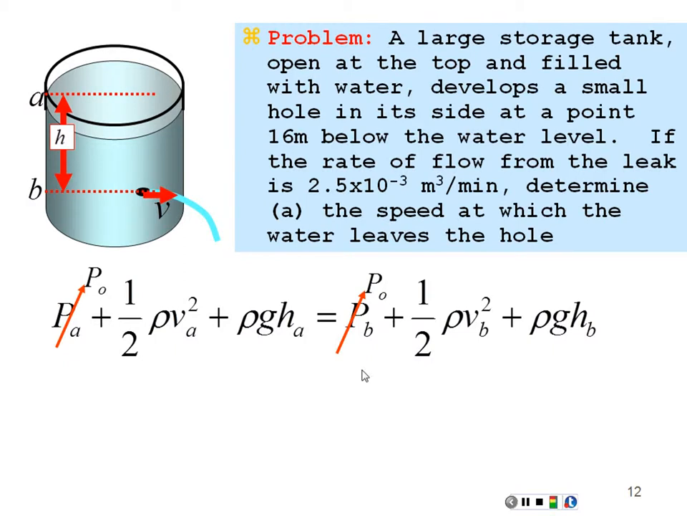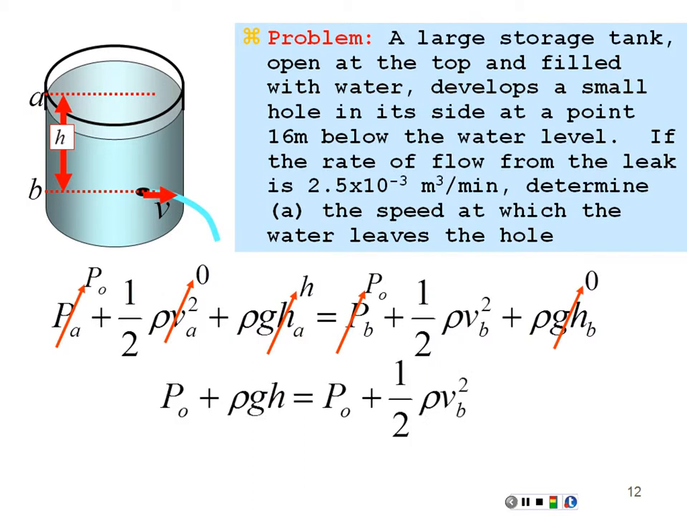The velocity at A, well, the whole fluid's flowing out, but the reservoir is going down really, really slowly. So the velocity for all practical purposes at A is going to be 0. Height at A is going to be h. The height at B is going to be 0 if we define B as our reference height. So we have h there, 0 there, and then we have the velocity of B that we're trying to find. So this formula now looks like this: P naught plus rho gh equals P naught plus 1/2 rho velocity of B squared.